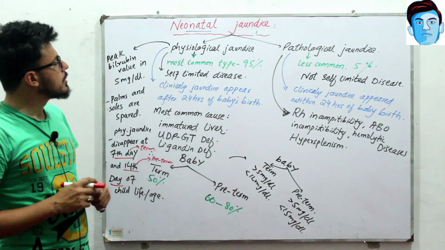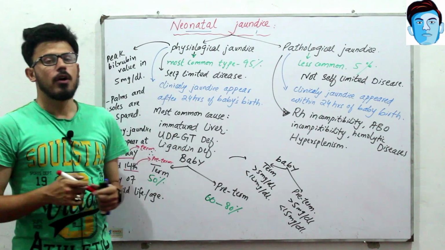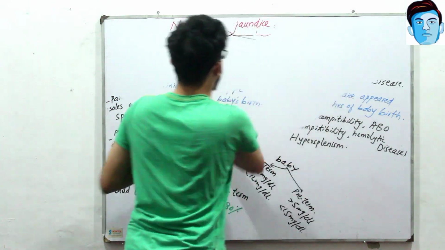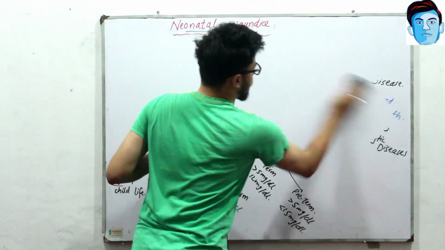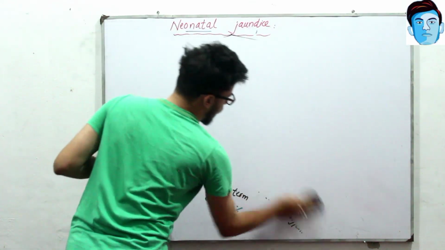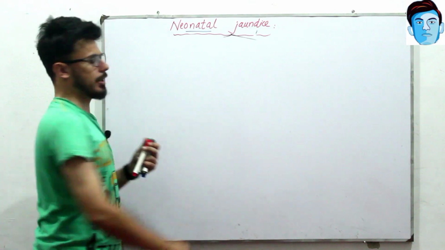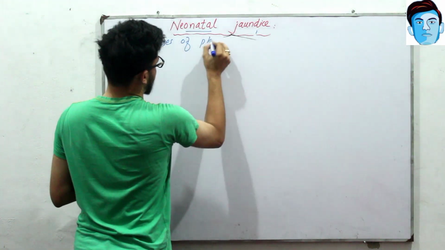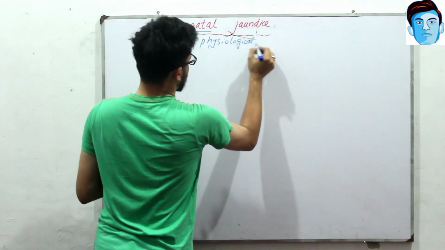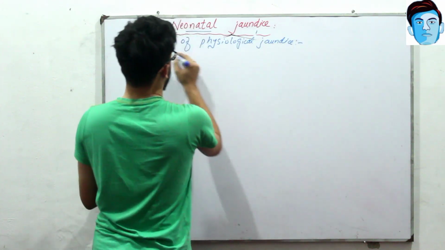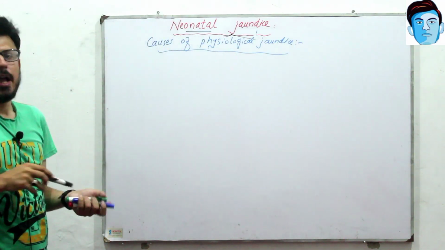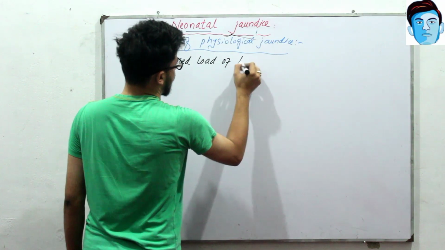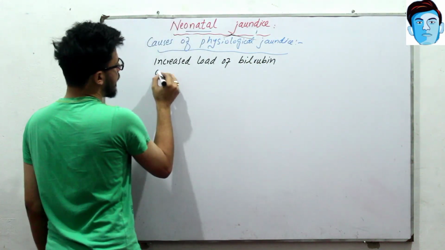But till now we discussed physiological jaundice. Now we will be discussing the major causes of physiological jaundice. So what are the causes of physiological jaundice? The first cause is increased load of bilirubin on hepatocytes, that is, on liver cells. It is the most common cause of physiological jaundice.